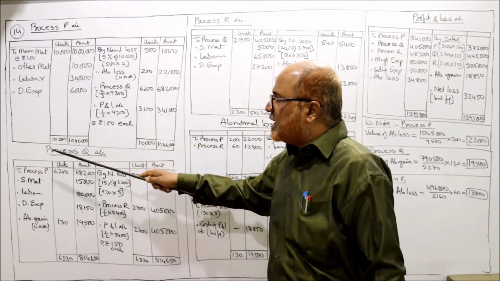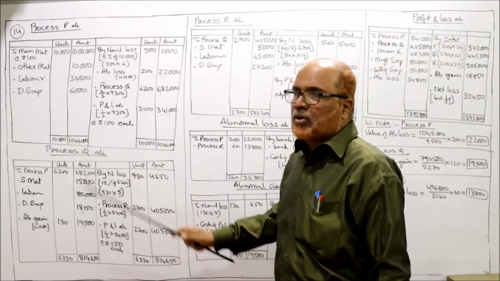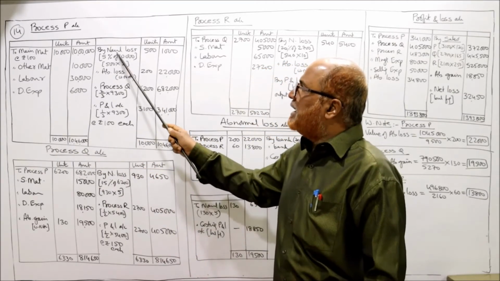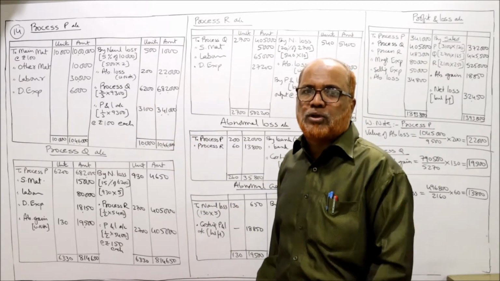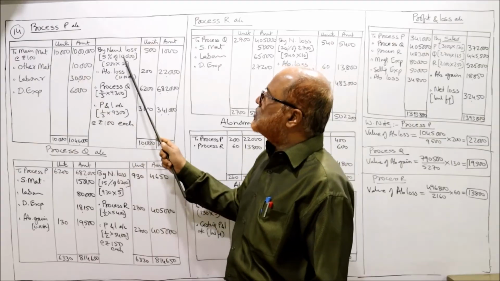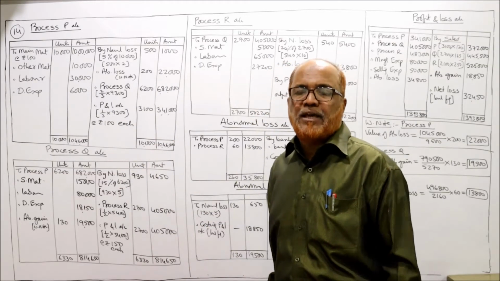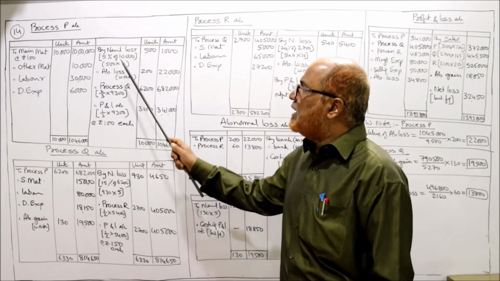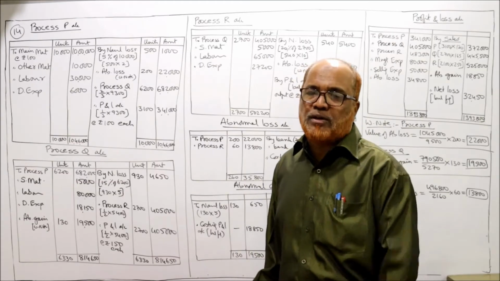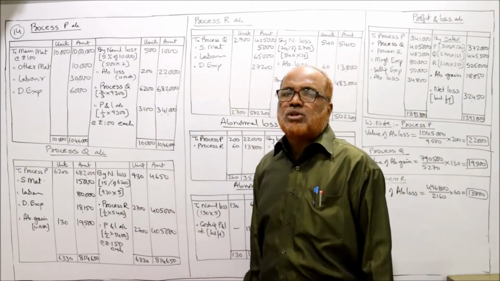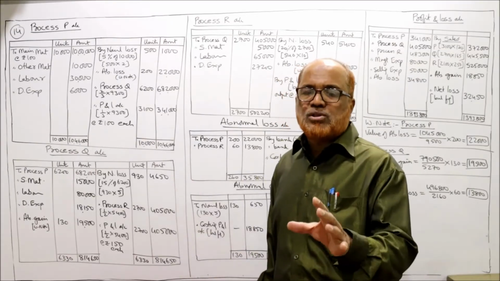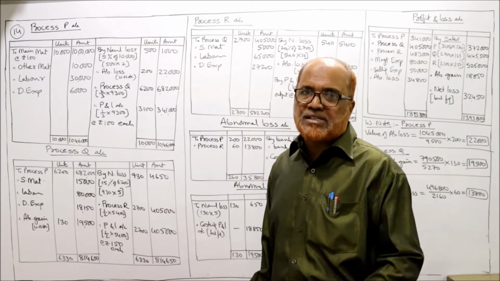The total of the debit side is 10,46,000. Now the credit side, by normal loss. Normal loss percentage is 5% of the input. So 5% of 10,000 units is 500 units of normal loss, and the scrap value realized is 2 rupees per unit, as given in the problem. So 500 into 2, 1,000 rupees. We are realizing 1,000 rupees by sale of scrap.